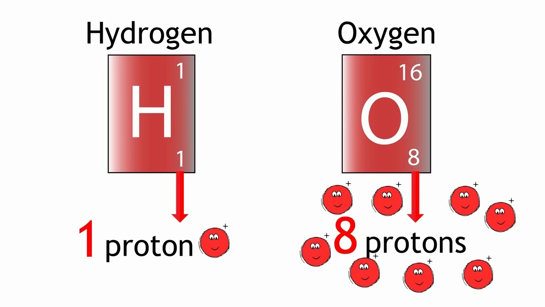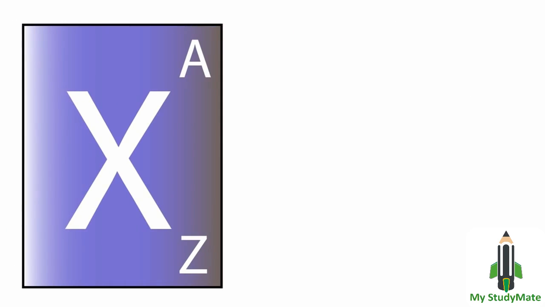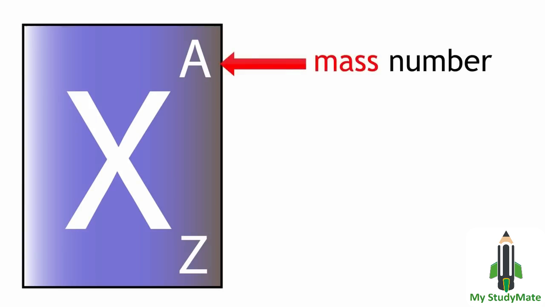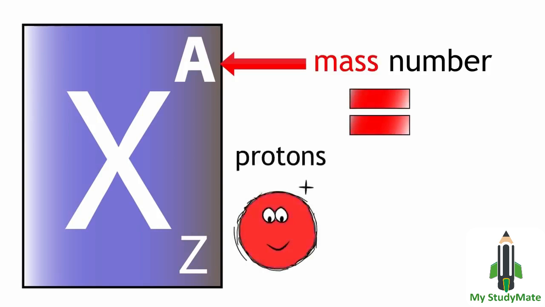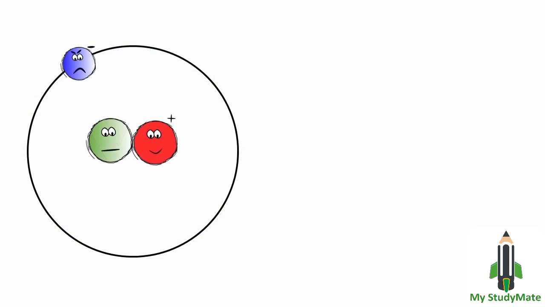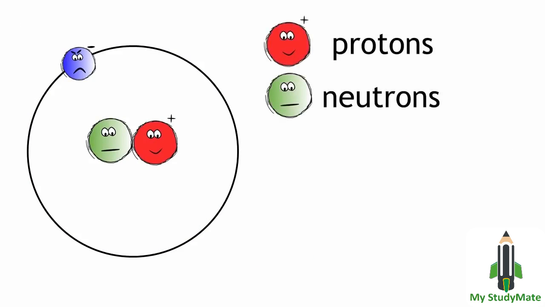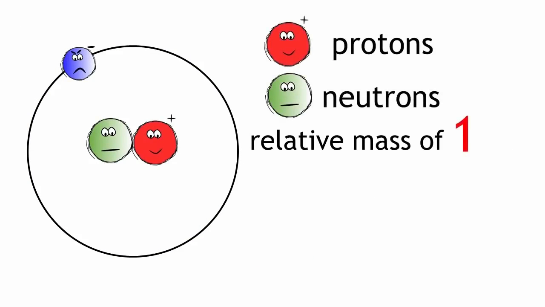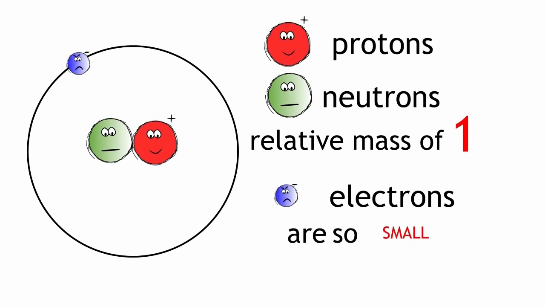The next number we'll look at is the mass number. The mass number has the symbol A. This mass number tells you how many protons and neutrons are in one atom of an element. We need to remember that protons and neutrons each have a relative mass of 1 and that electrons are so small that their mass does not need to be considered in the mass number of an atom.